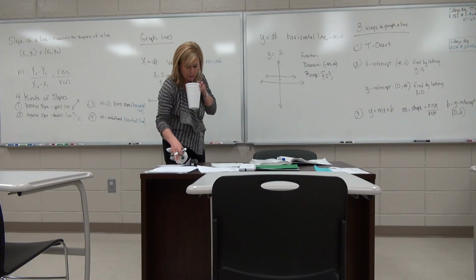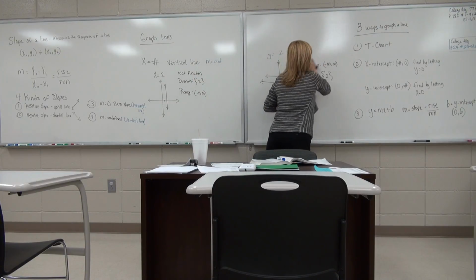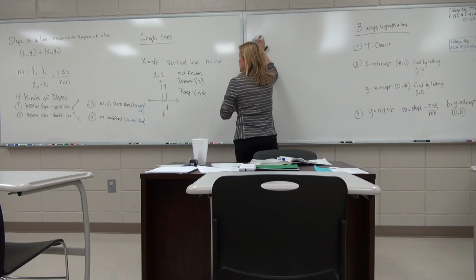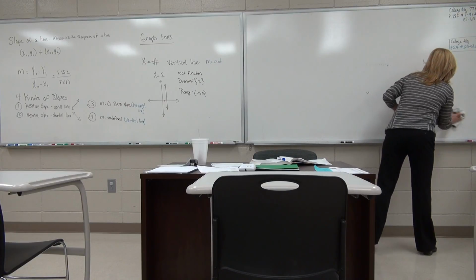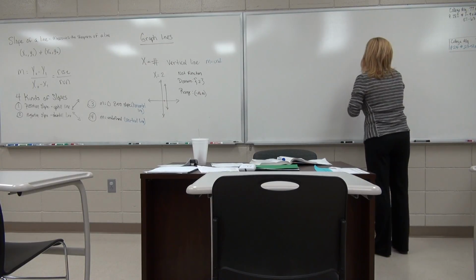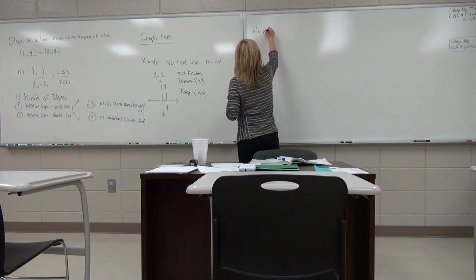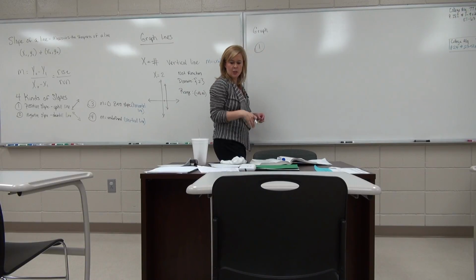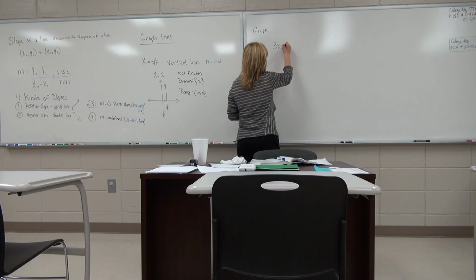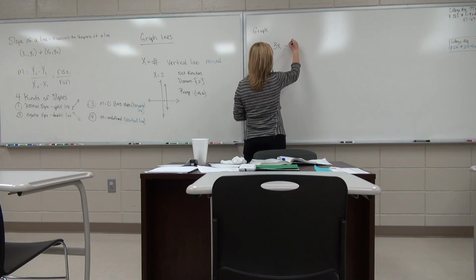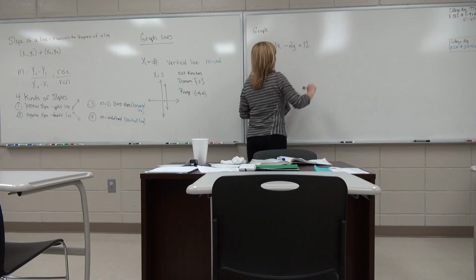Alright, so now let's do some graphing. So we know what slope means. Alright, so let's say you're told to graph, number 1, let's do another quick example of x and y intercept. Let's say I have 3x minus 2y is equal to 12.